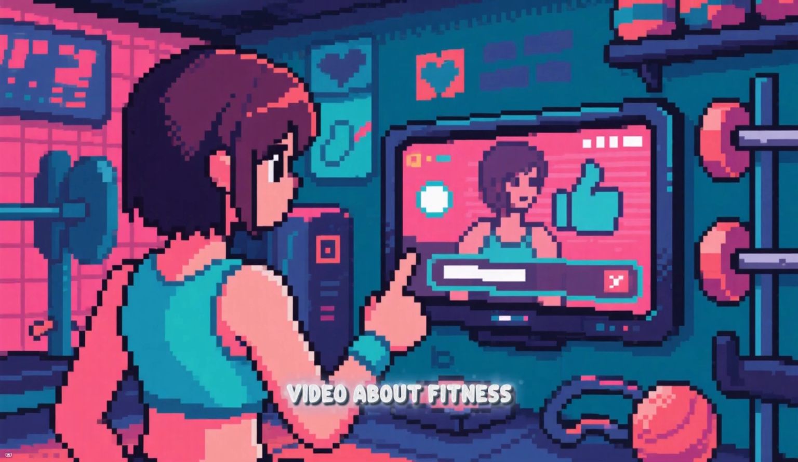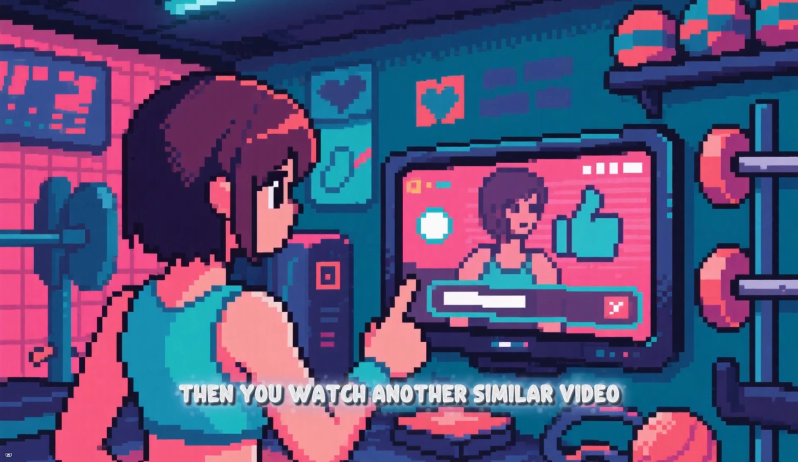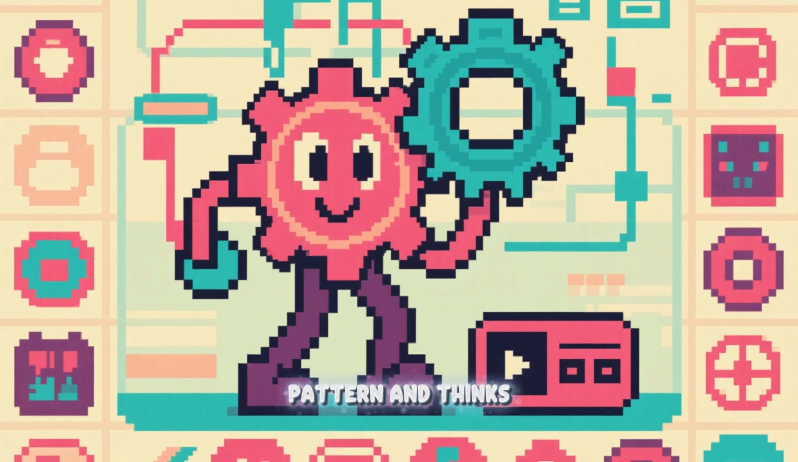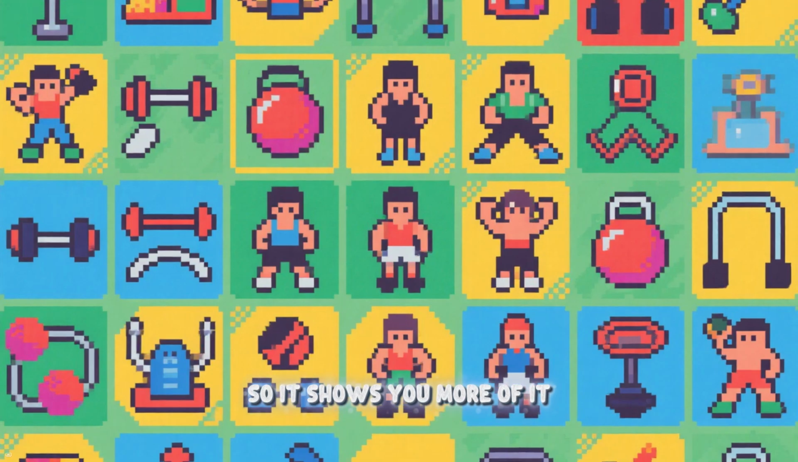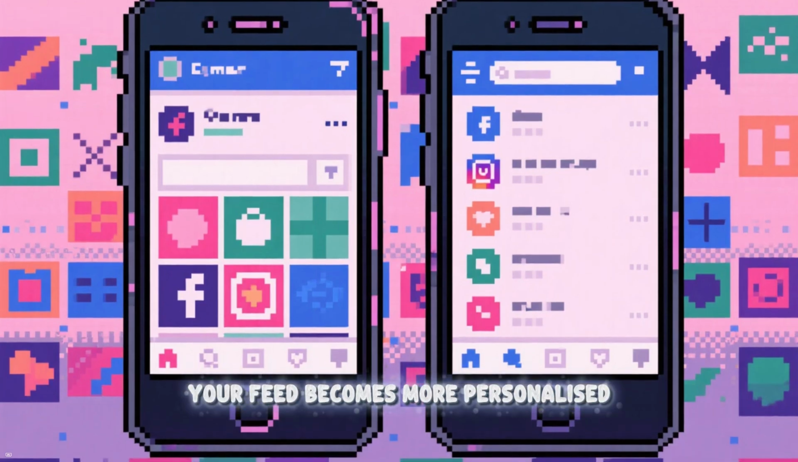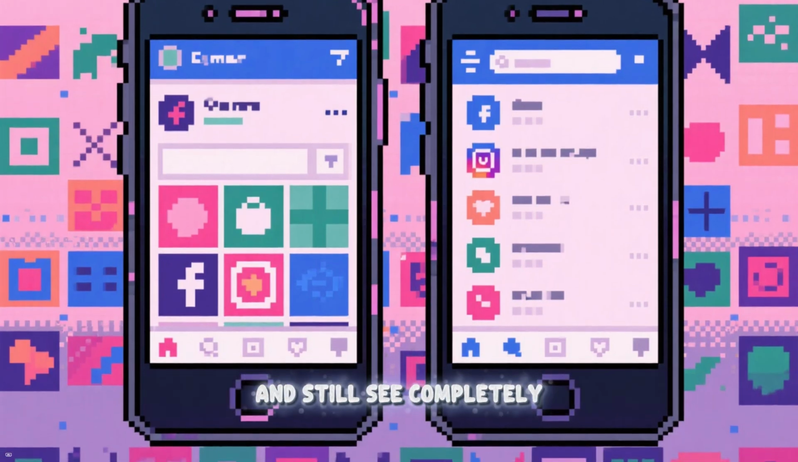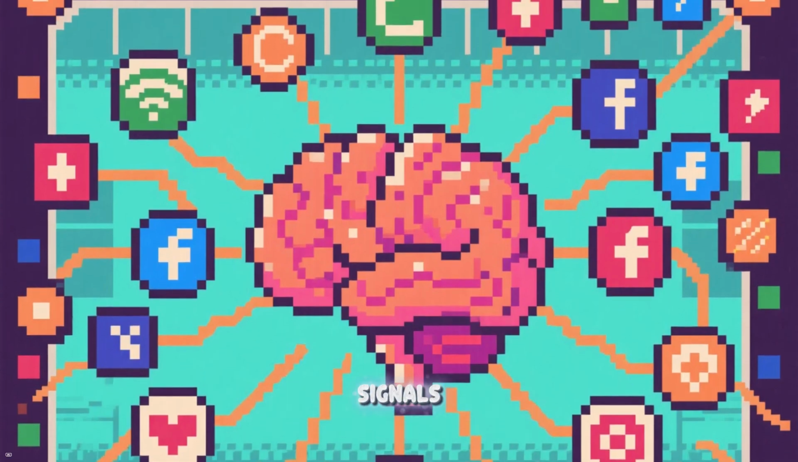Let's say you watch a full video about fitness, and you like it. Then you watch another similar video. The algorithm notices this pattern and thinks, okay, this person likes fitness content, so it shows you more of it. Over time, your feed becomes more personalized. Two people can follow the same accounts and still see completely different feeds. This is because feeds are built around signals.